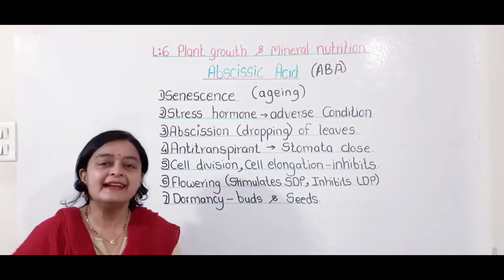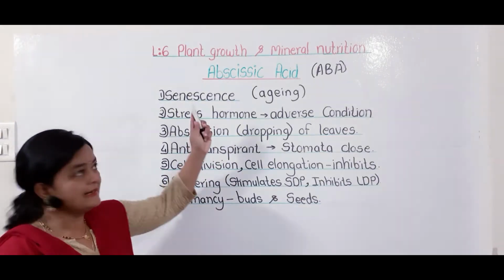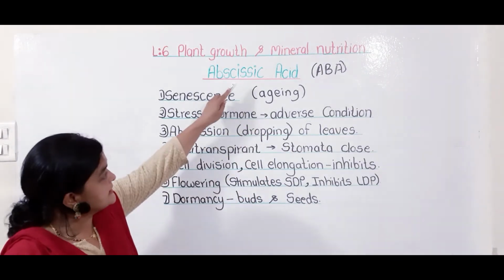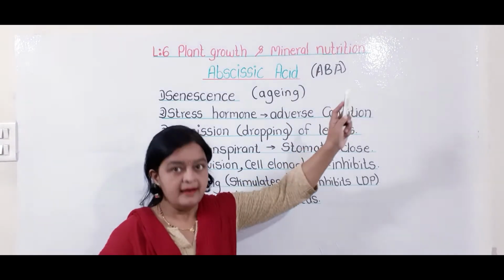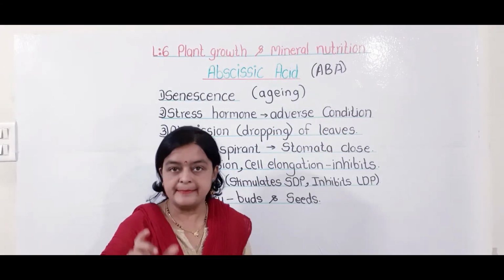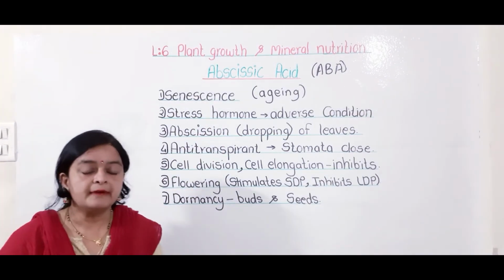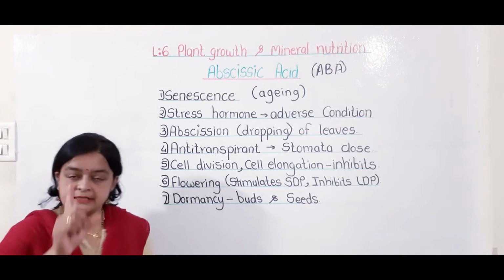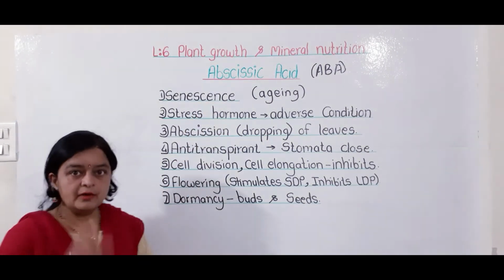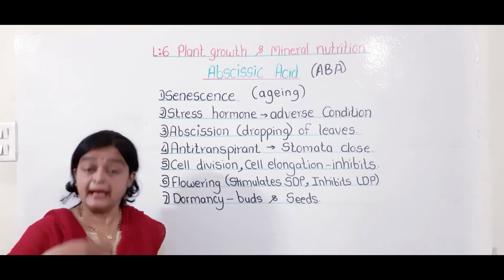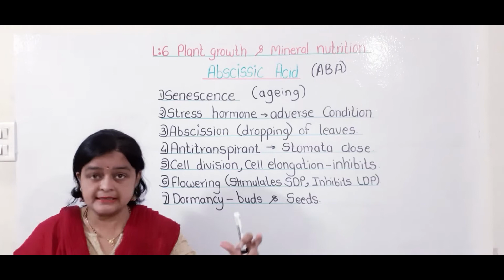Hi students, now today we are going to study the fifth growth hormone, that is abscisic acid. Abscisic acid is also called ABA. It is the short form of abscisic acid. Now we are going to study certain functions of abscisic acid. First point is senescence. Here I have written only one, two or three words, but at the time of exam, you have to elaborate. You have to write the complete sentence.